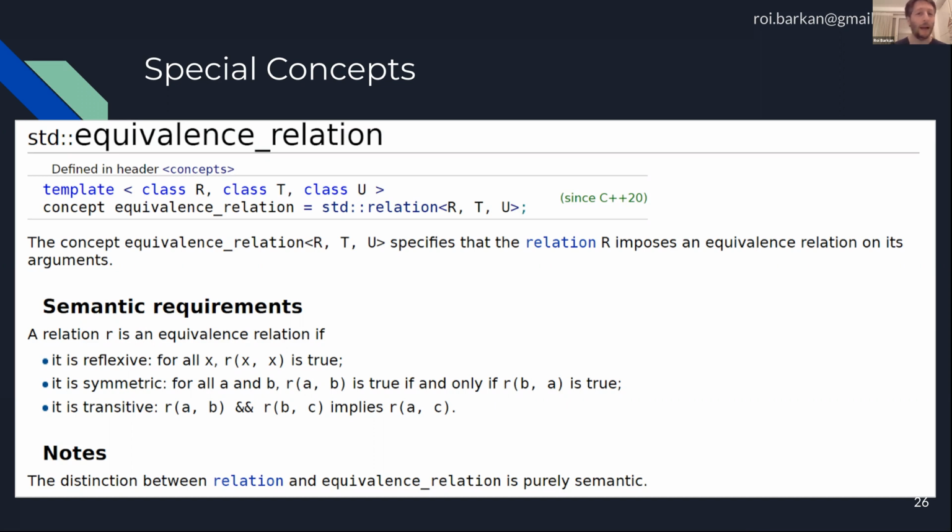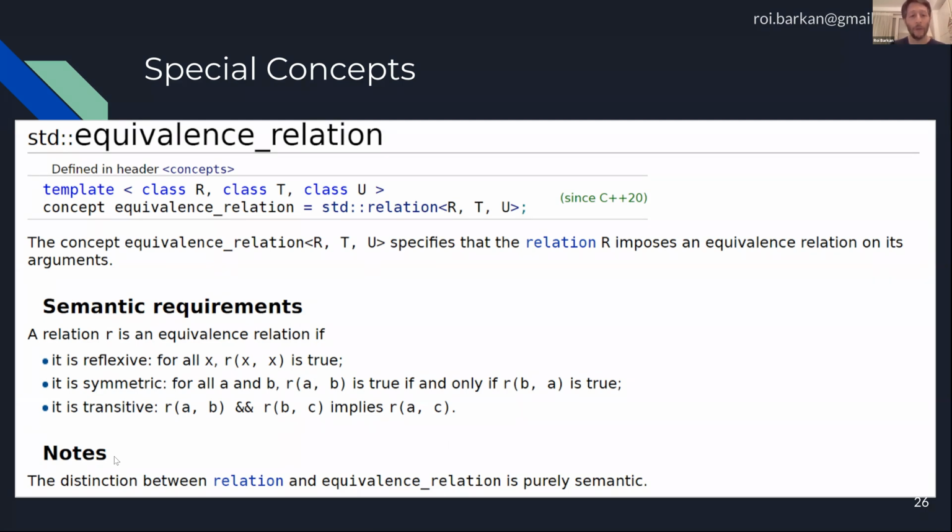Here's another special concept that I want to talk to you about. This is a concept called equivalence relation. It's part of the C++20 library. I briefly mentioned it, by the way, last week in the Core CPP meetup. It defines basically a relation between two objects, T and U. Let's see its definition. The concept of equivalence relation is basically equal to std::relation with the exact same arguments. So syntactically, std::relation, which is a concept, is exactly the same as equivalence relation.